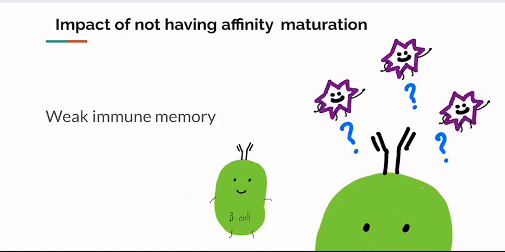Second, immune memory will not function effectively. This also weakens the effectiveness of vaccines. As you can see, the lack of affinity maturation has a major impact on the immune system.